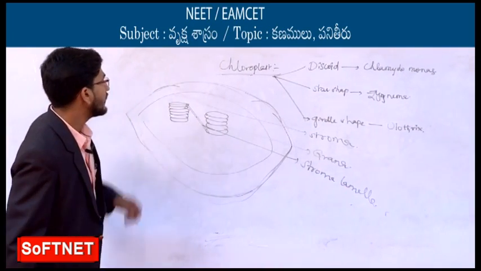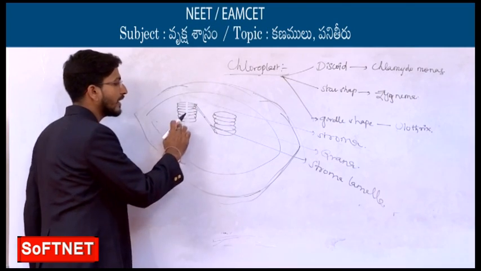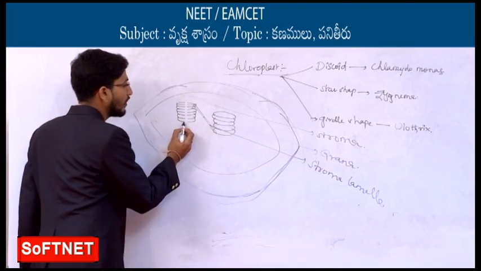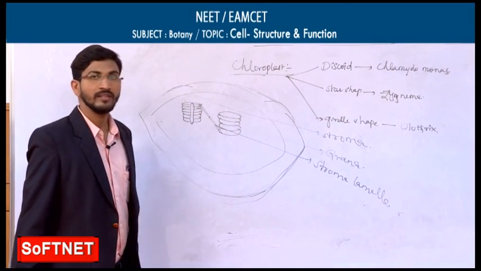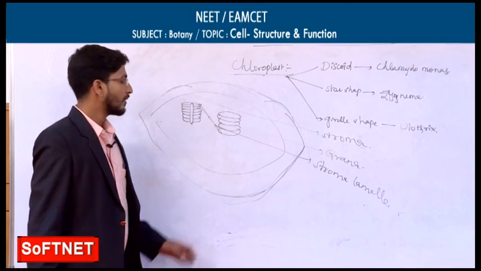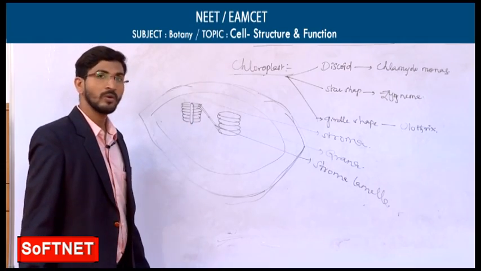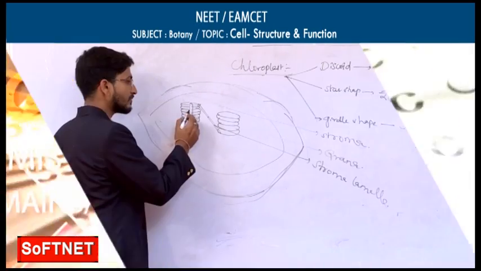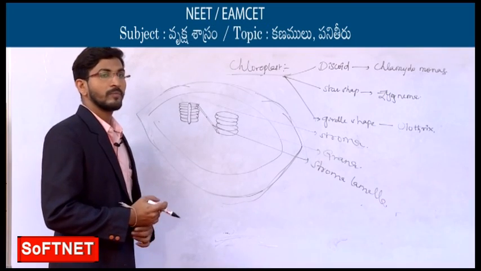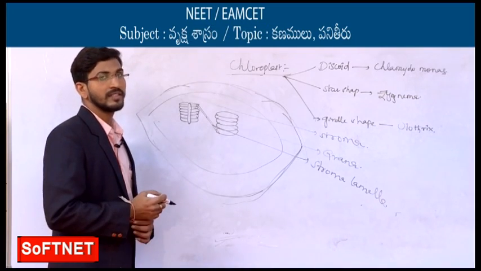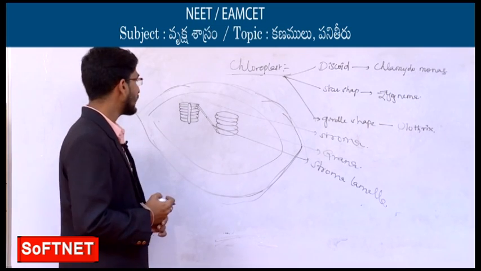Next, in the grana you will find the lumen. In the lumen, during photosynthesis, photolysis of water takes place. In the lumen the water molecule splits into protons as well as oxygen.